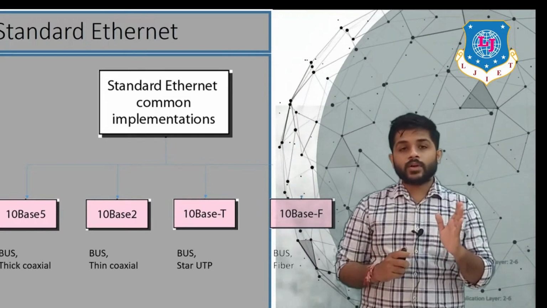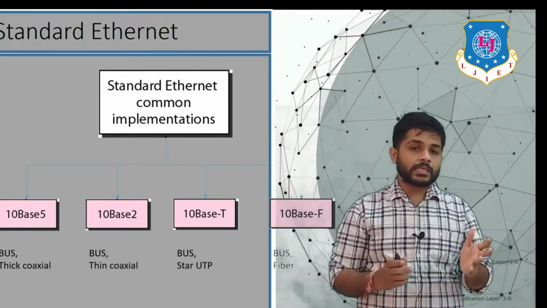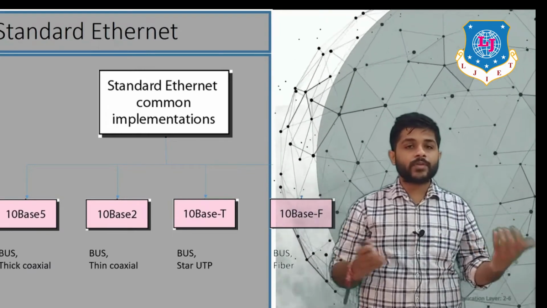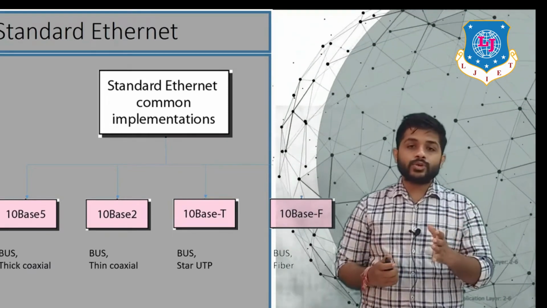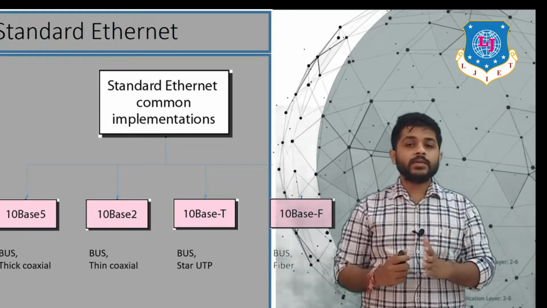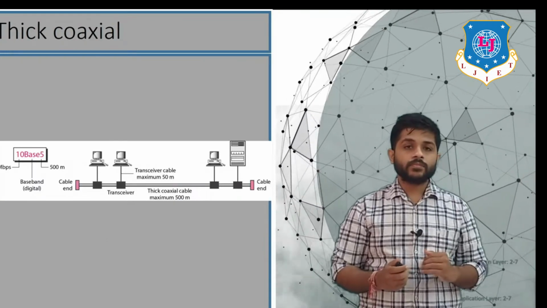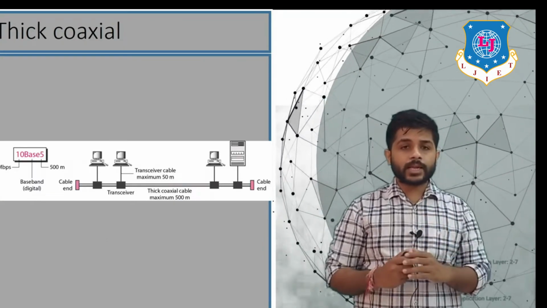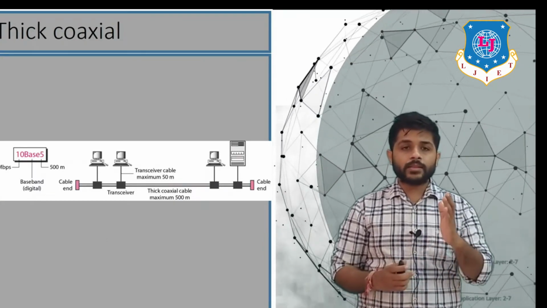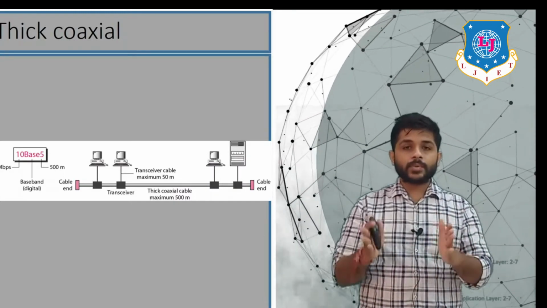So what is the meaning of 10BASE-5? 10BASE-5 means the speed is 10 Mbps and the maximum distance can be 500 meters. 10BASE-2 means the speed is 10 Mbps and 200 meters. 10BASE-T means the twisted pair cable, and F means fiber. So you can see that the speed is 10 Mbps, 500 meters, and BASE means baseband digital communication. You can see that the bus topology is created.